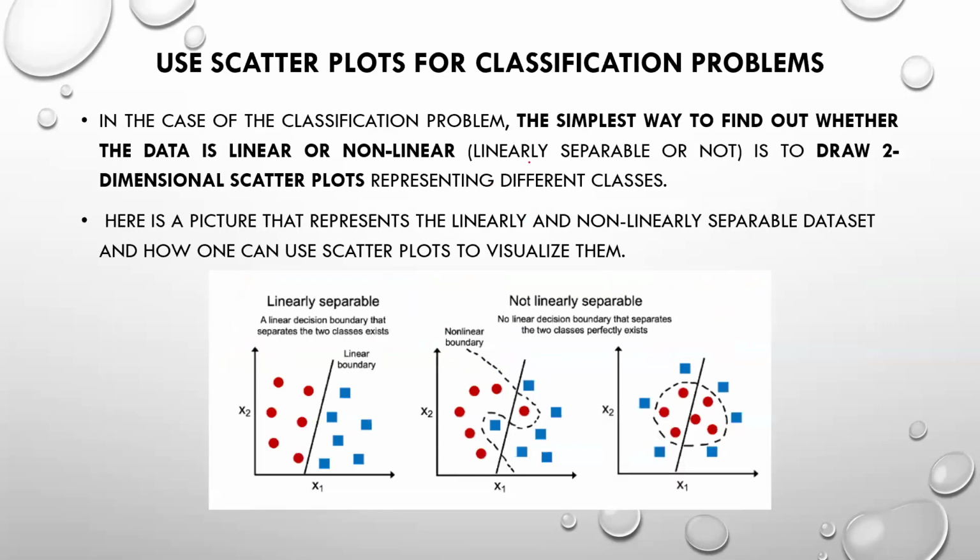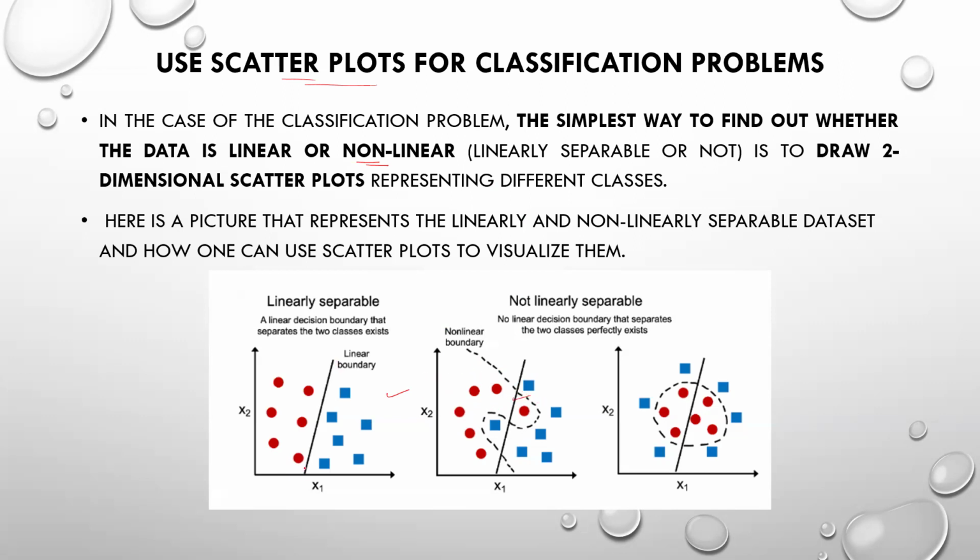And how are we going to separate this non-linear data? We are going to use scatter plots for classification problems. In case of any classification problem, the simplest way to find out whether the data is linear or not is to draw a two-dimensional scatter plot. This is the scatter plot representing different classes. Here the pictures represent this is linear and this is non-linear. And we can use scatter plots to visualize them.